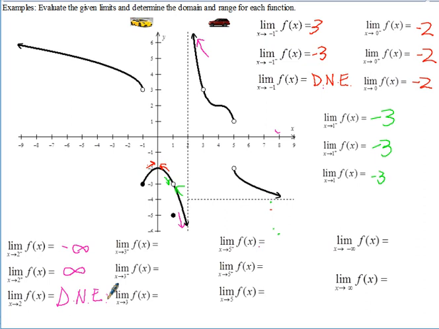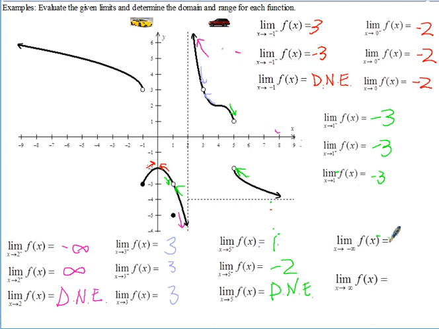Now let's look at as x approaches 3 from the left, it's approaching a y value of 3. From the right, the function is approaching a y value of 3. So your general limit is 3. Then as x approaches 5 from the left, it's approaching 1. 5 from the right, this one's approaching -2. So your general limit as x approaches 5 does not exist. Those are not the same.